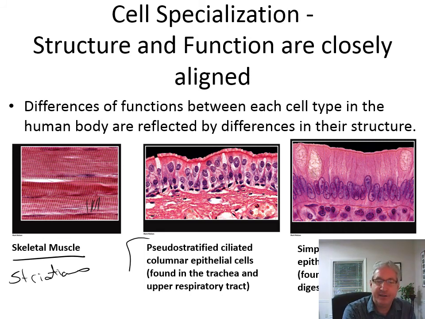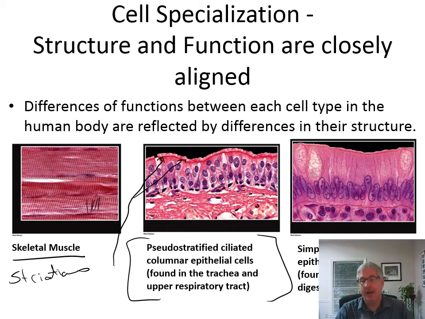You have pseudostratified ciliated columnar epithelial cells. These are found in the trachea and upper respiratory tract, and up here is the cilia. That part right up there, right next to the black part. Those are the cilia, and those are in the trachea. Those are the little hairs that are moving stuff past the cells, so you can cough it out.